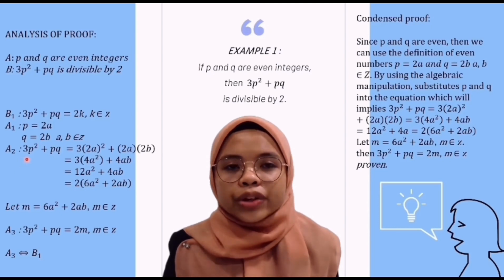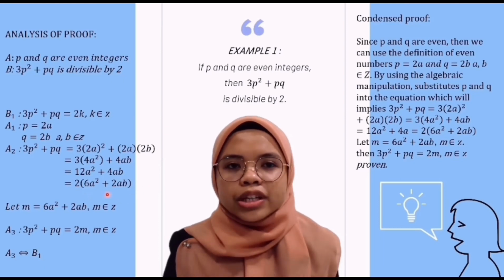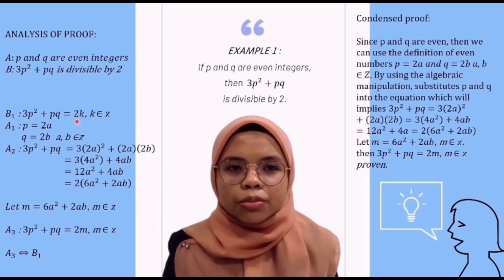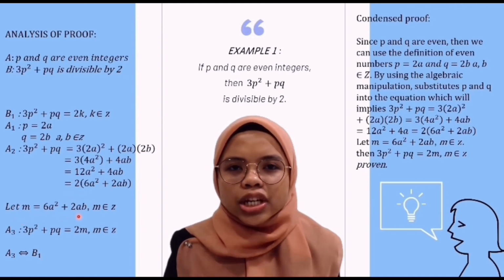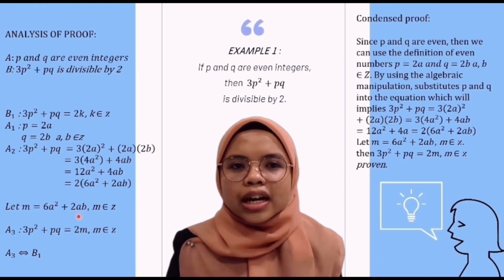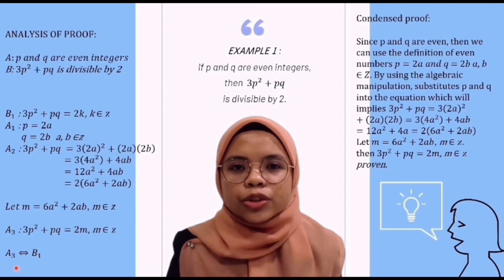So from A1, we can insert it in B1 to be solved. It will become like this, and at the end of this we need to try to make it similar to B1. So we need to factor the equation. Then we need to let it be something, such as in this question I have let it be M. So after that I can use it to make an A3. And finally this question has been shown to be equivalent. The A3 and B1 are similar to each other.